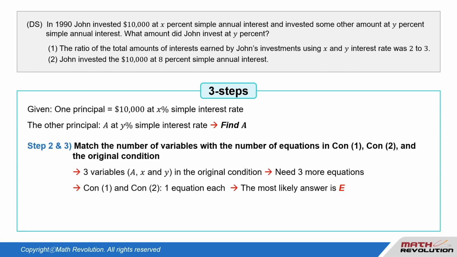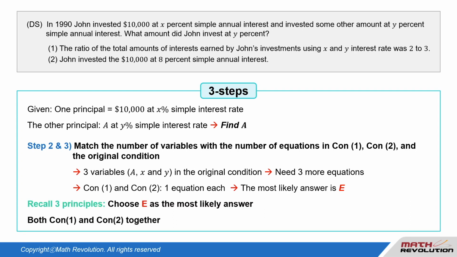From the original condition, we have 3 variables: A, X, and Y. To match the number of variables with the number of equations, we need 3 more equations. Since conditions 1 and 2 will provide just one equation each, E is about 80% likely to be the answer. Recall 3 principles and choose E as the most likely.